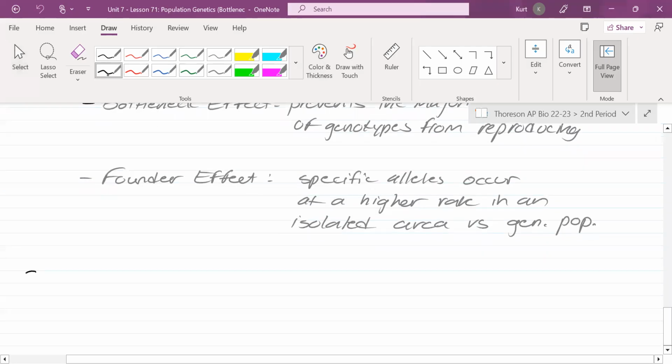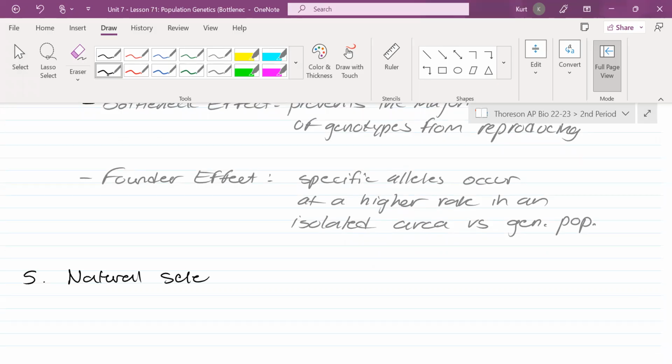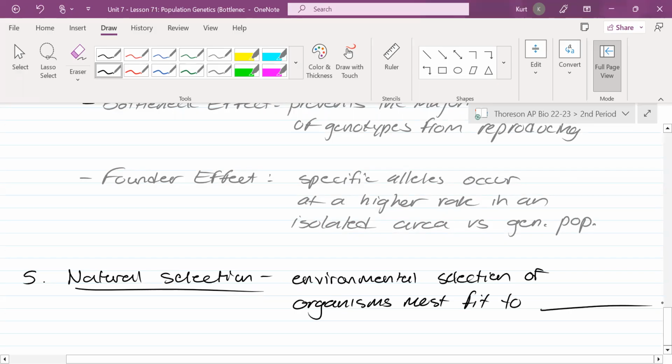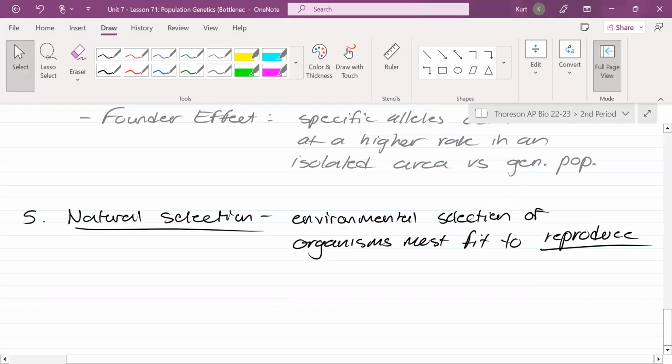Okay, and I'm almost out of time, so let's try to get this one in there. Natural selection. You guys have known this one all too well by now. Environmental selection of organisms most fit to what? Don't say survive. Reproduce. All right, we'll have to stop there.